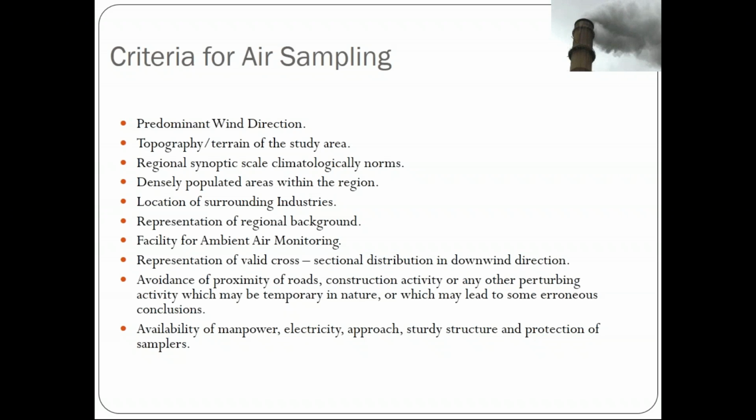So the facility also we have to look for ambient air monitoring, where we can put our sampler, FDS, RDS, whatever we have. And also we have to avoid the proximity of road construction activity or any other activity, whether temporary or permanent, etc., which can affect our result, they can affect our conclusion. And also we have to look into the availability of manpower, electricity, approach route, sturdy structure, protection of sample, because we will put this sampler for 3 months. So we have to keep all those points in mind.